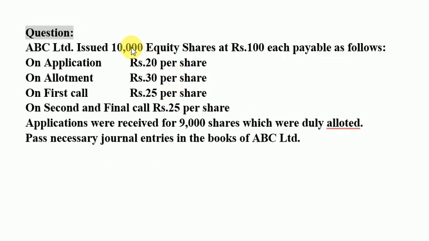So children, according to this question, the number of shares issued was 10,000. If you can see here, issued shares 10,000 and number of shares subscribed, that means applied by the public, is 9,000. This is under subscription, and this 9,000 is equal to 90% of the issued shares. That means minimum subscription is also qualified.